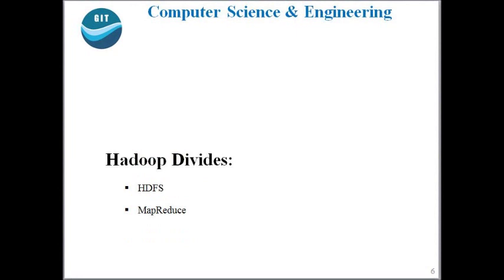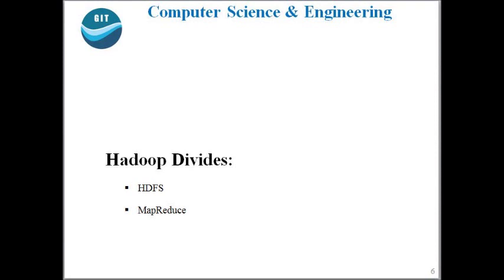Hadoop consists of the Hadoop Distributed File System. So first we will understand what is HDFS. The Hadoop Distributed File System is basically a distributed, scalable and portable file system. Hadoop is basically divided into two parts, HDFS and MapReduce. So HDFS is used for storing the data and MapReduce is used for processing the data.